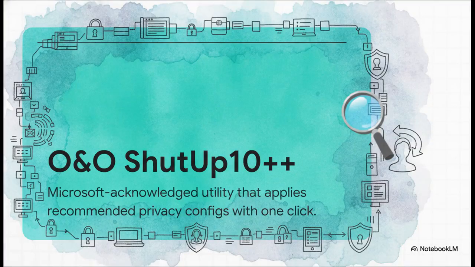Next up is O&O Shutup 10++. Now, this tool is actually acknowledged by Microsoft, which is really saying something. It's built entirely around ease of use and reproducibility. It applies community-recommended privacy configurations with literally a single click. But the best part? You can export your profile.